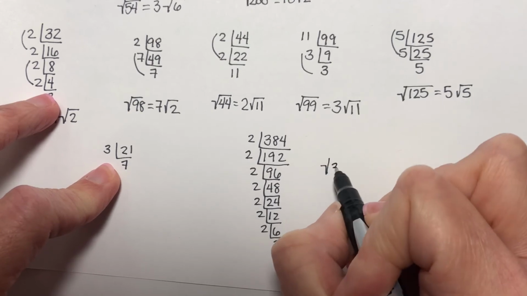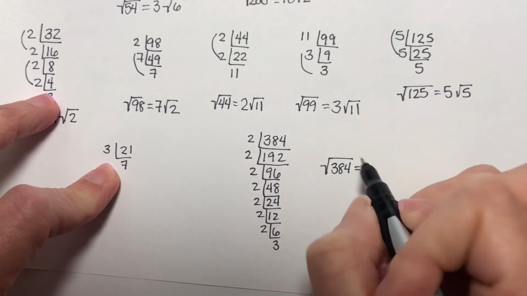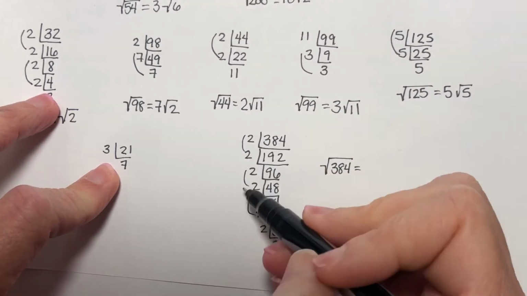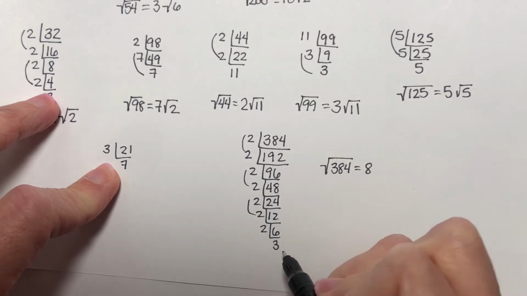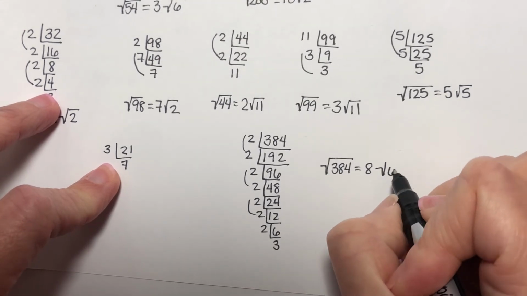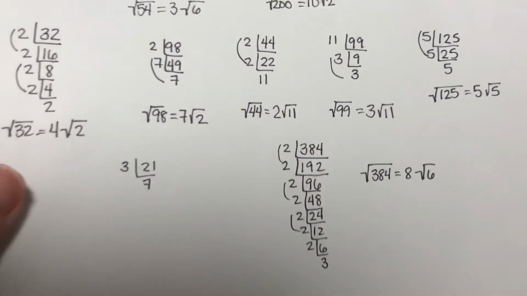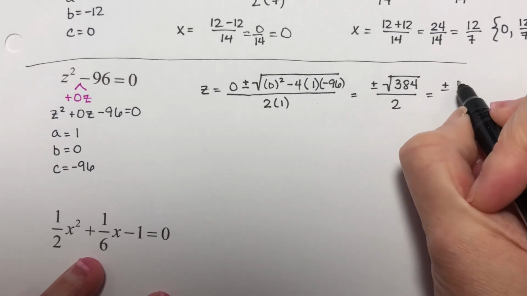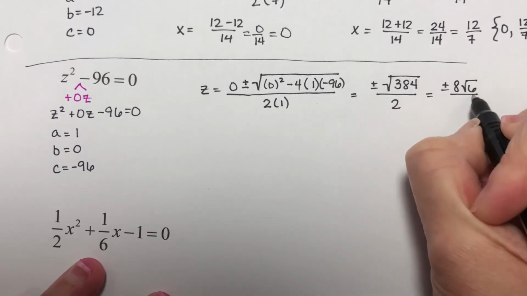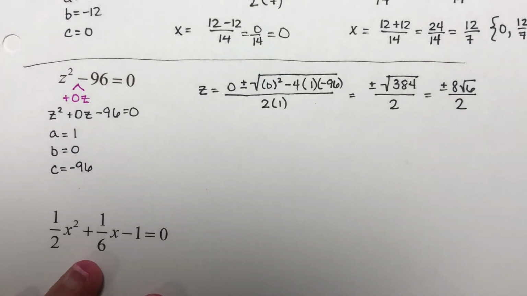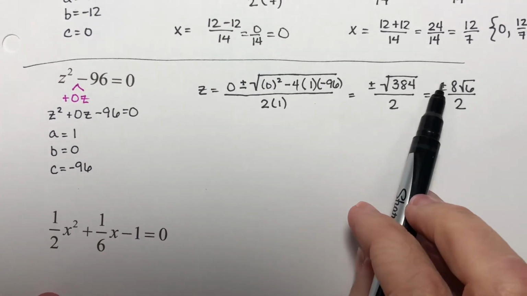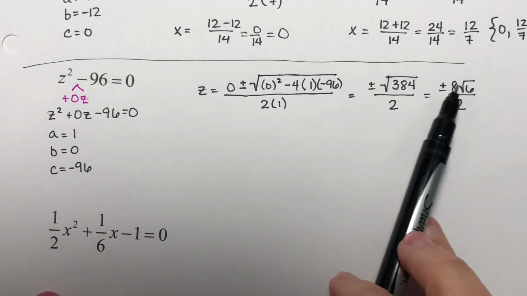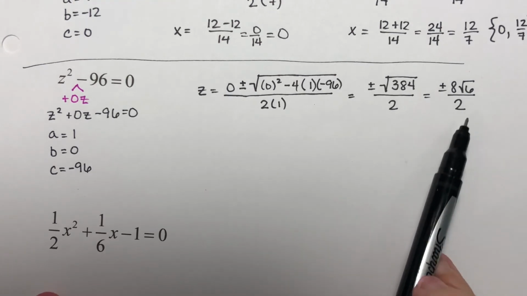So the square root of 384 is going to equal, that's one pair of 2's, another pair of 2's, and another pair of 2's. 2 times 2 times 2 is 8. And then I have 2 times 3 left over, square root of 6. So I have 8 times the square root of 6. Okay, so this is plus or minus 8 times the square root of 6 over 2. Okay, so I have 2 solutions, one the positive and one the negative. But I'm still not done here. My radical is simplified, but my fraction is not.